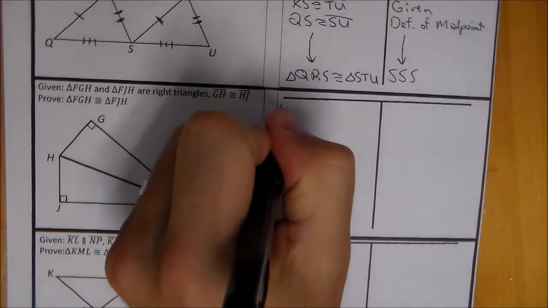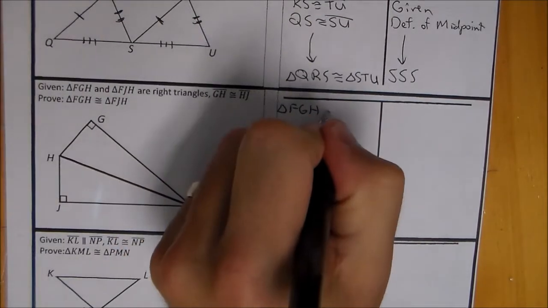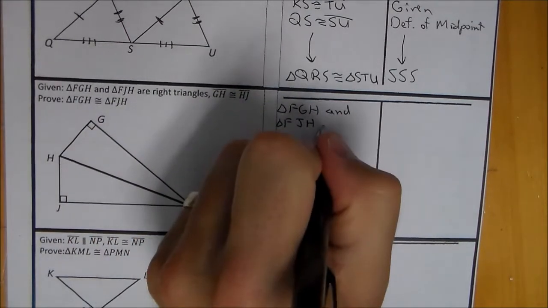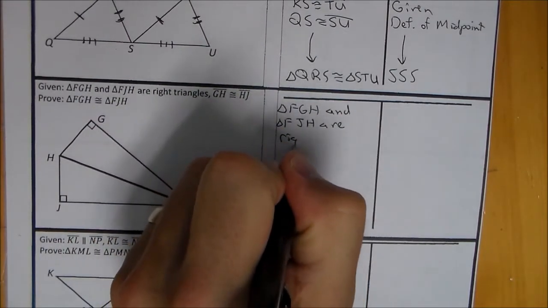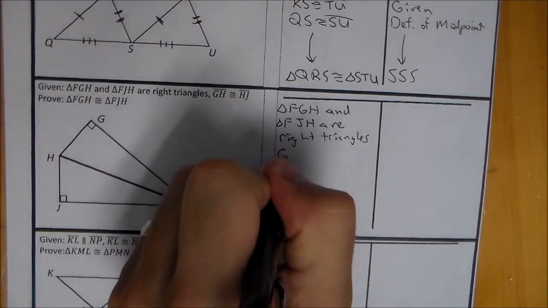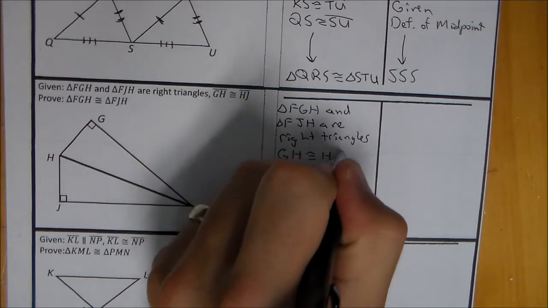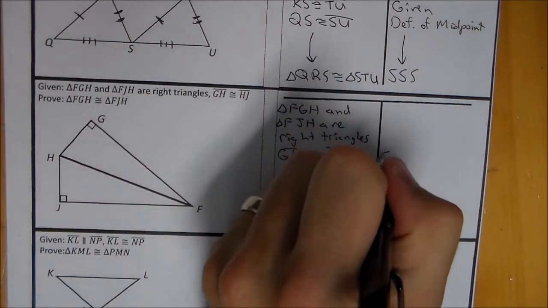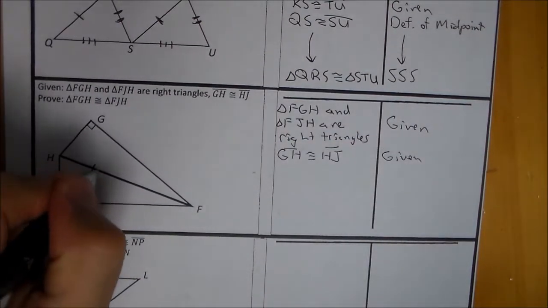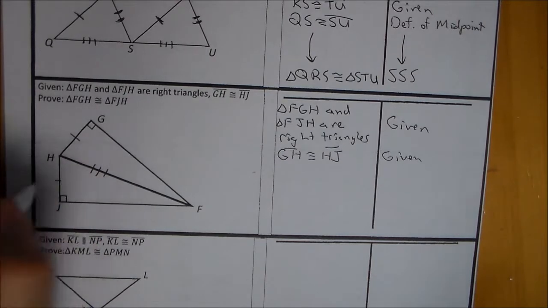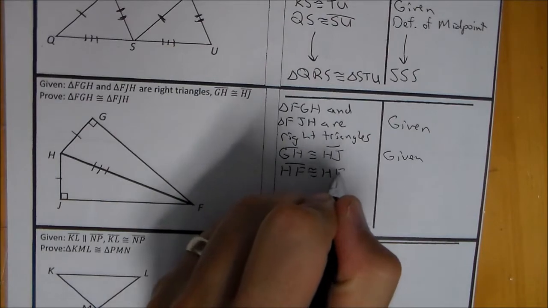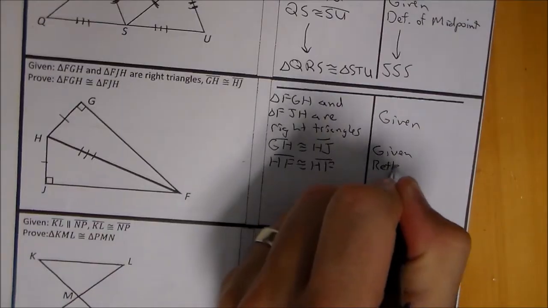Next problem, we have triangle FGH and triangle FJH are right triangles. And then that GH is congruent to HJ. So these are both given. Let's get the easier one out of the way. I do have reflexive property here. So we're going to say that HF is congruent to HF. Reflexive property.